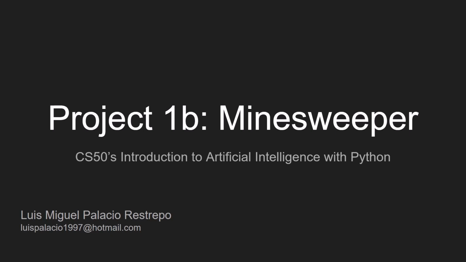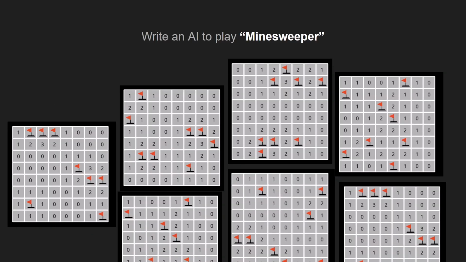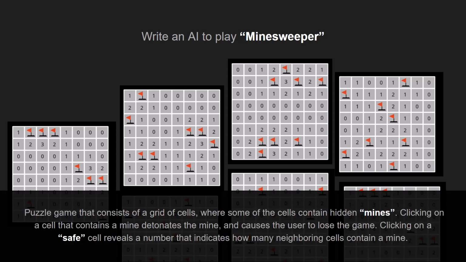Hello, I am Luis, and here I will show you the solution for the Minesweeper project from Introduction to Artificial Intelligence with Python. It was to write an artificial intelligence to play Minesweeper, which is a puzzle game that consists of a grid of cells where some of the cells contain hidden mines. Clicking on a cell that contains a mine detonates the mine and causes the user to lose the game. But clicking on a safe cell reveals a number that indicates how many neighboring cells contain a mine.